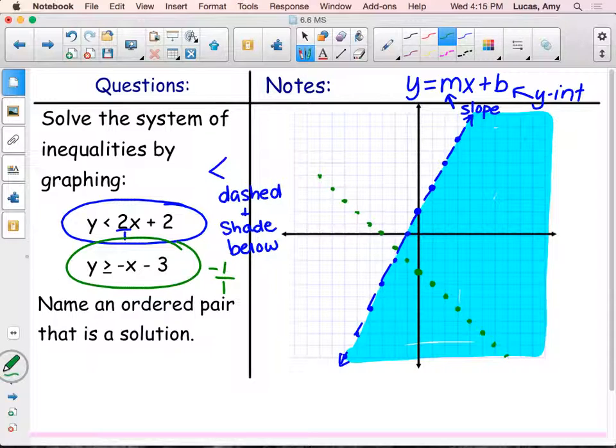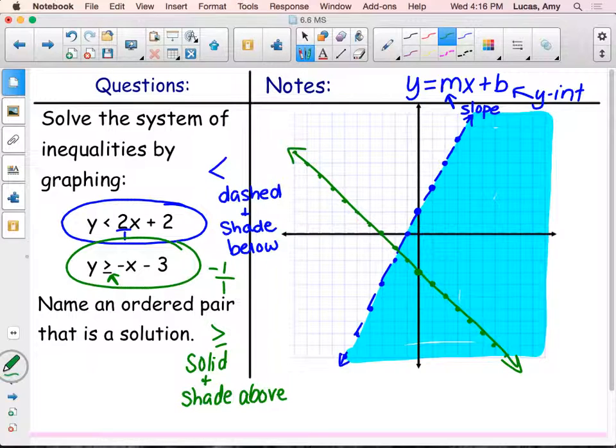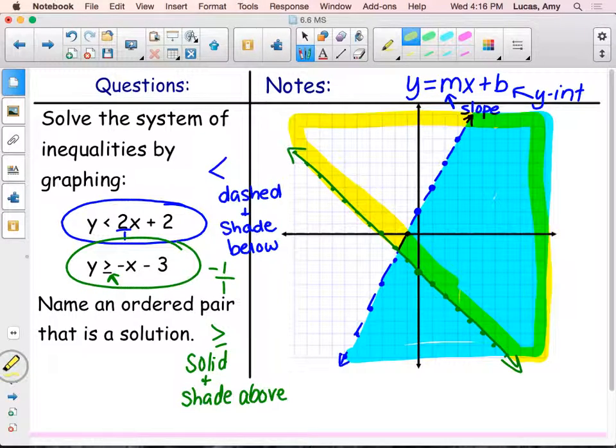This inequality symbol is greater than or equal to. Greater than or equal to is solid and shaded above. The greater than symbols you shade above, less than you shade below. And then remember the line underneath the symbol right here, that's what makes it a solid line. So there's my boundary line, and greater than I shade above. So if I shade above this line, would be here on this side. And you see how I'm shading the entire side of this line.